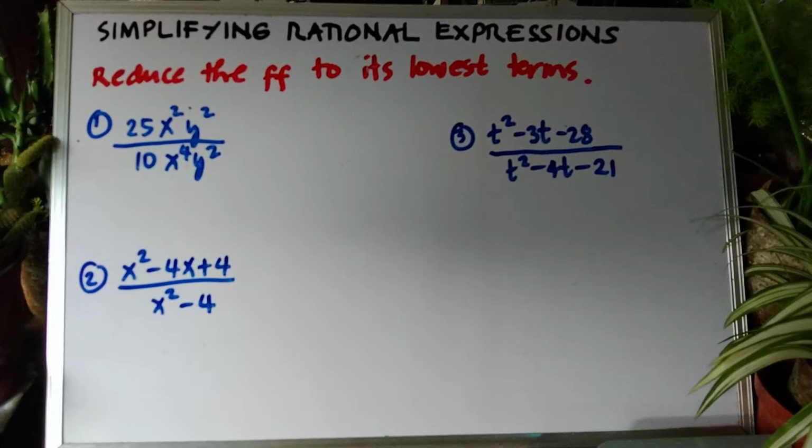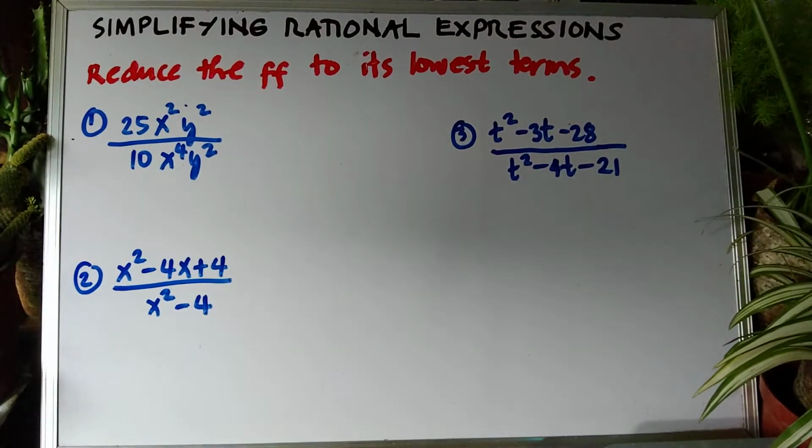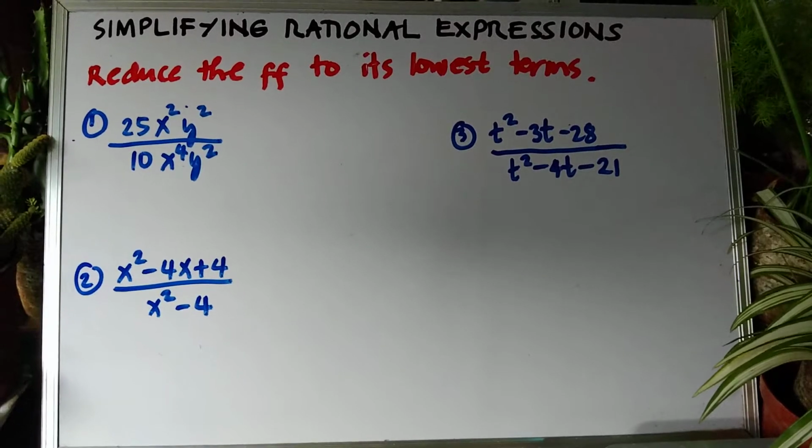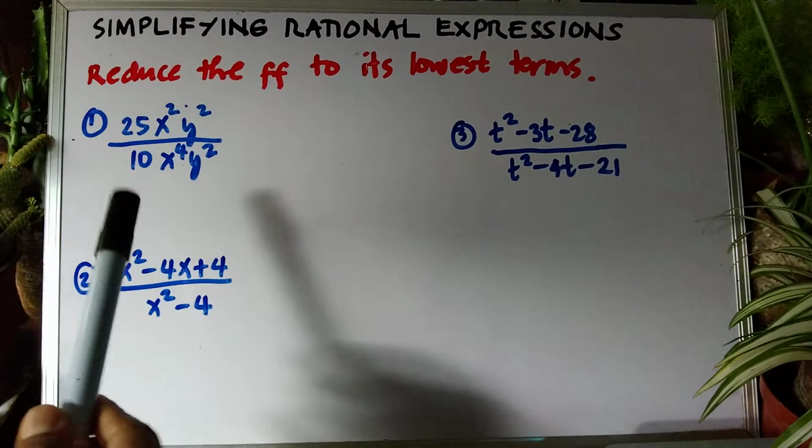Today we will be answering some exercises on how to simplify rational expressions. Our examples here are composed of some basic examples on how to simplify. So let's answer this. The instruction is to reduce the following to its lowest terms. When we simplify rational expressions, we need to reduce them to their lowest terms, meaning there will be no common factors in the numerator and the denominator. So let us proceed to our first example.